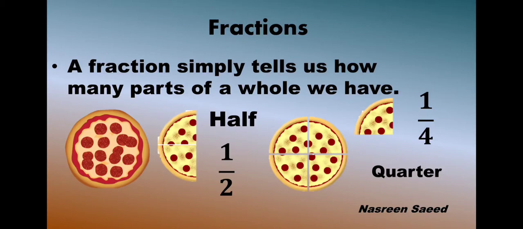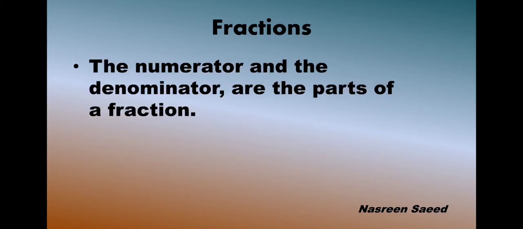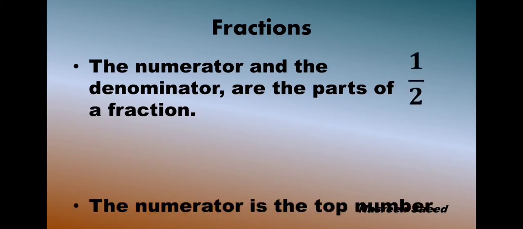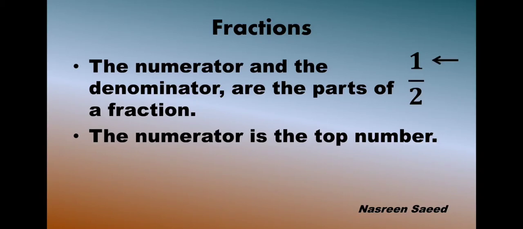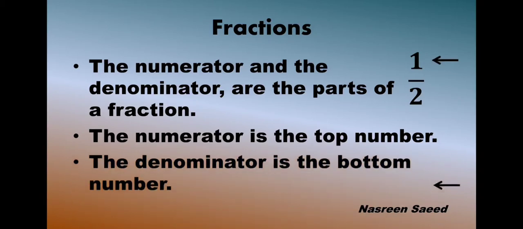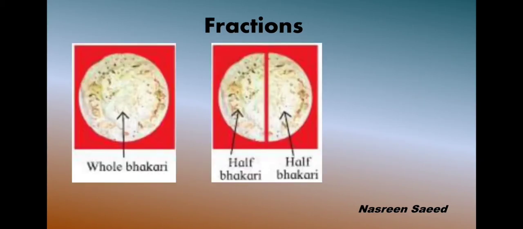Now you will learn better in the examples which will come ahead, so don't worry, it's not that difficult. Now let us understand what are the parts of a fraction. The numerator and the denominator are the parts of a fraction. The numerator is the top number, the denominator is the bottom number. So the top part of a fraction is the numerator and the number which is at the bottom, that is the denominator. Let's understand better with more examples.